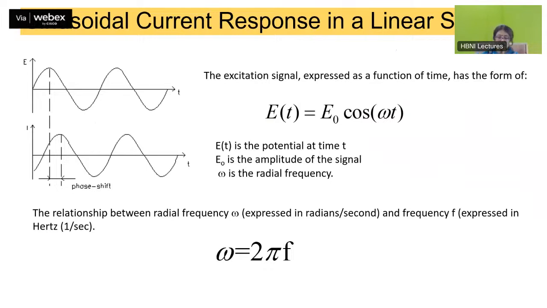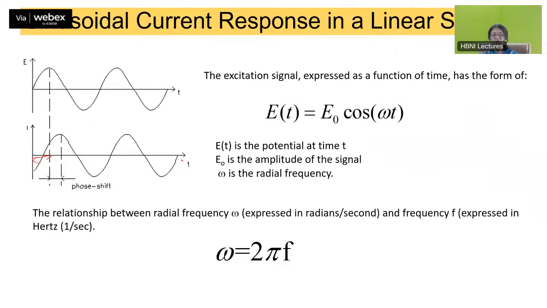So how is the sinusoidal current response in a linear system going to look? The excitation signal is expressed as a function of time. It has the form E(t) = E0 cos(omega t), where omega is the radial frequency. When this potential is applied, the current is going to have the same frequency, as you can see over here, but there is a phase shift. You can see this phase shift which has taken place.